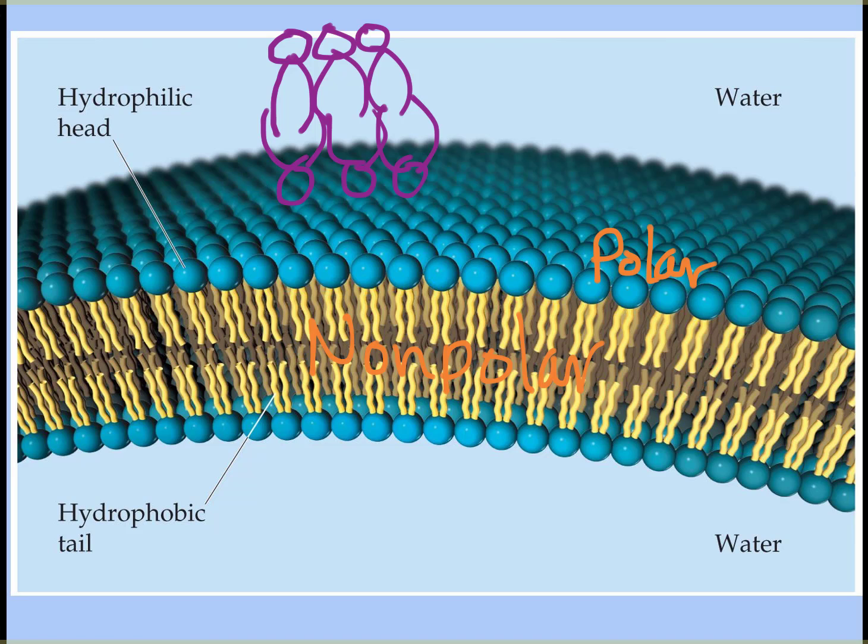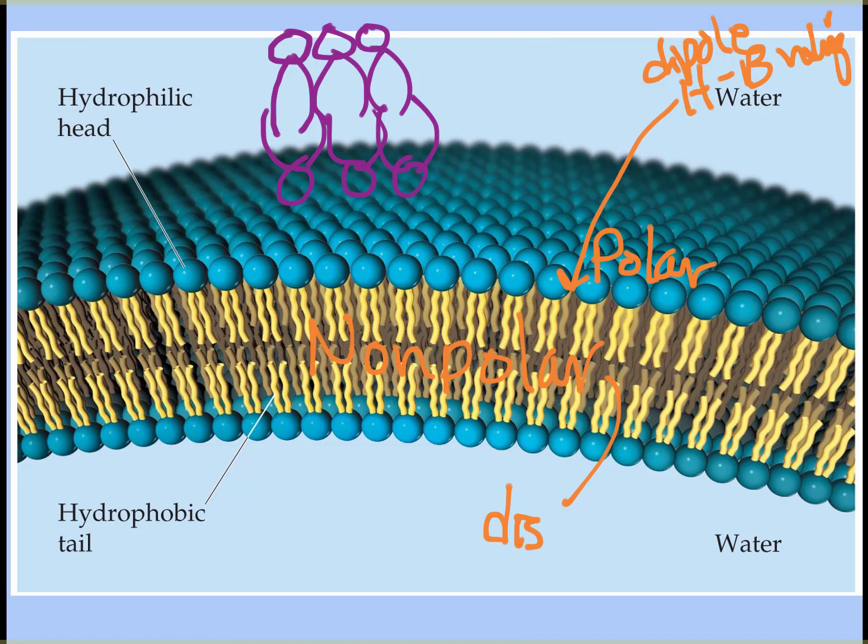So we're going to get dipole-dipole here, and perhaps hydrogen bonding, depending on what's there. And we're going to get only dispersion forces here. Of course, there's dispersion forces in the hydrophilic heads too. So sketch out this little cell membrane just as a representation of how these big molecules react. Again, polar will go with polar and nonpolar will go with nonpolar.